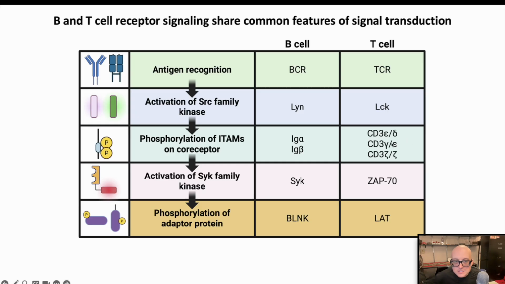In both cases, these phosphorylated ITAMs facilitate the recruitment and activation of a Syk family kinase. In B cells, that is Syk itself, the kinase for which this family gets its name, whereas in T cells, the Syk family kinase is going to be ZAP70.